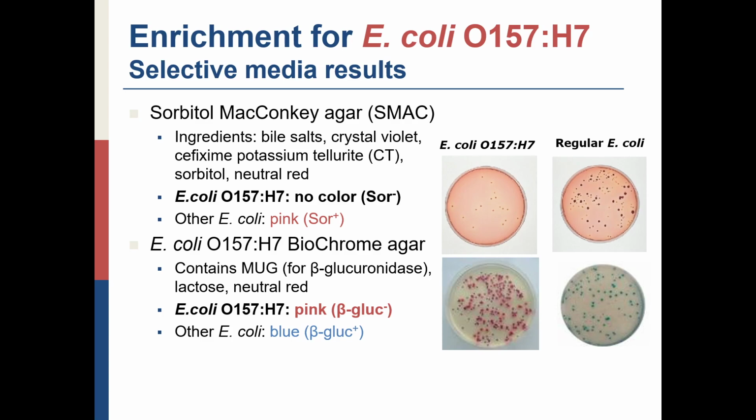So E. coli is positive, 157:H7 E. coli is negative. And then the 157:H7 biochrome agar contains MUG, which is going to be reacting with beta-glucuronidase. Since E. coli 157:H7 is beta-glucuronidase negative, it's going to be pink, whereas other E. coli will be blue, okay? That's what makes it this biochrome agar, because it looks at different colors, that's why it's called that.